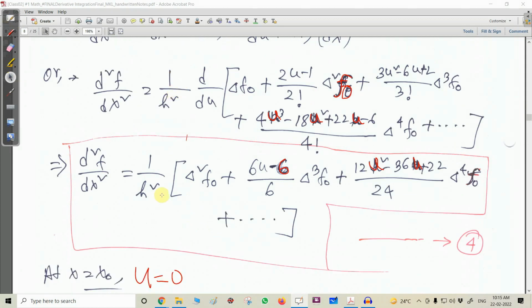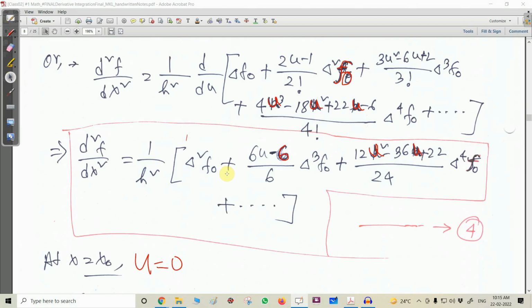Now d2f dx2 can be written like this. Now at x equals to x0, u equals to 0. This will not be understood right now, once we do a problem you will understand what the use of this is. So d2f dx2, and you will have this equation. Write this equation very, very carefully. Write this equation.